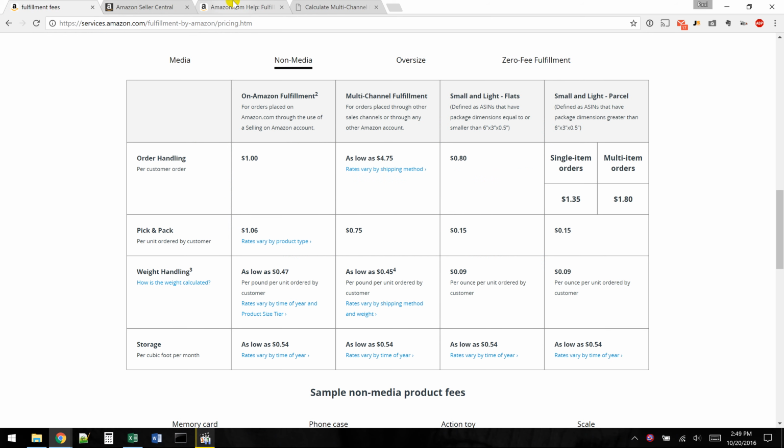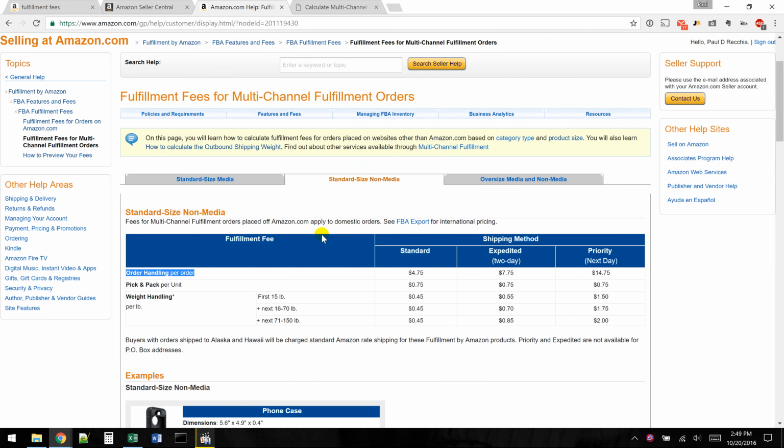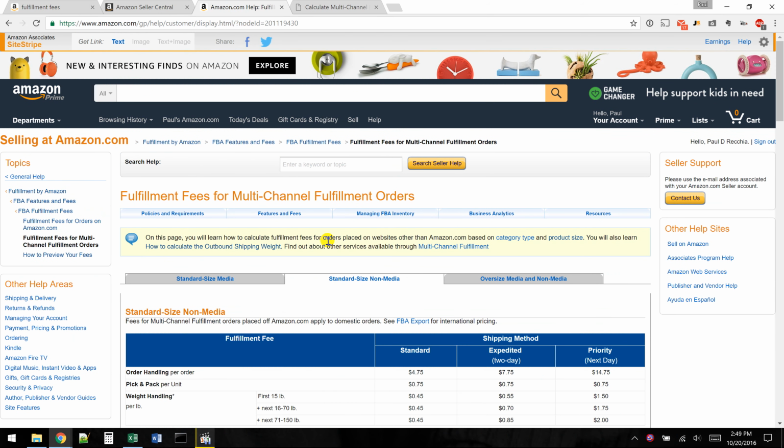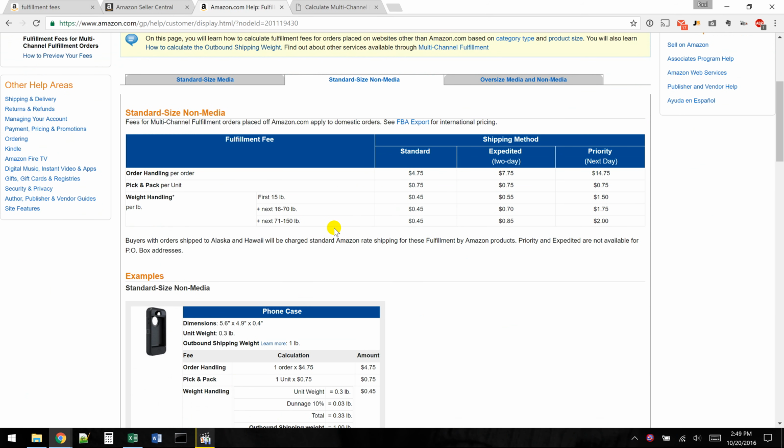So there's a few different pages that we can look at. I'm going to come over here to another example of where they break out their fees. I suspect this is a slightly older page, but the information is all still there. A little more spelled out though. So again, we're looking here at standard size non-media.